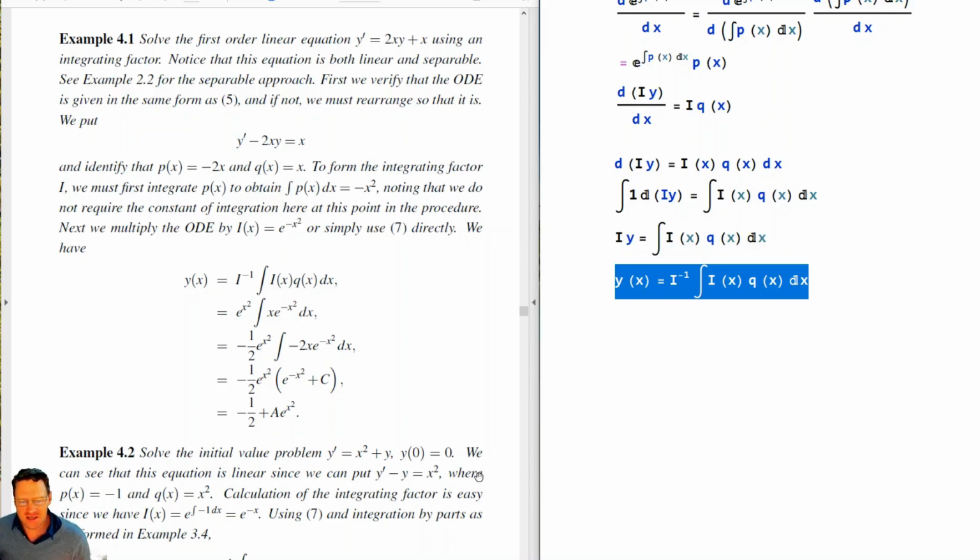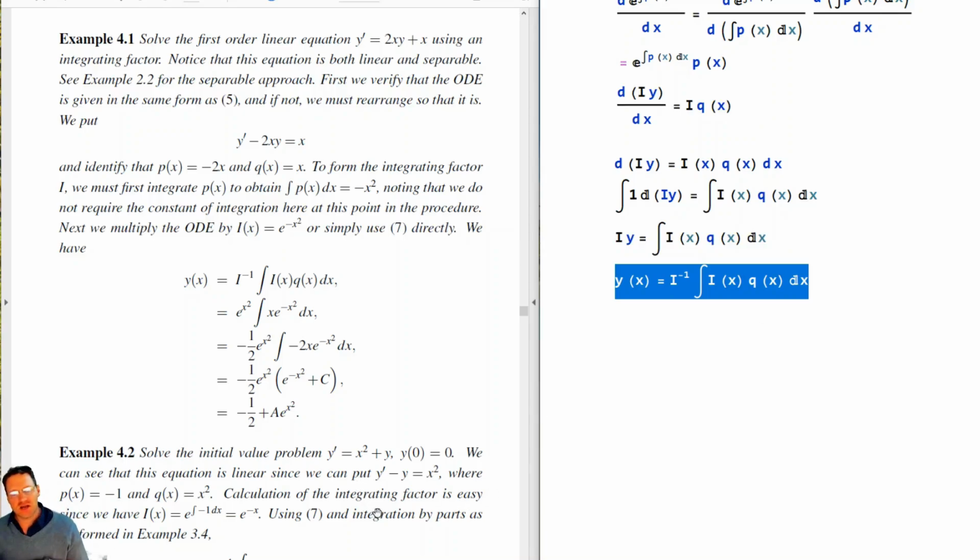We see that this equation is linear because we can take that y over to the left-hand side and put y' − y equal to a function of x, in this case x². So p(x) is just −1 and q(x) is x². We need to calculate the integrating factor first. That's e to the integral of −1 with respect to x, which is just e^(−x). And then use equation 7, which is highlighted there on the right-hand side.